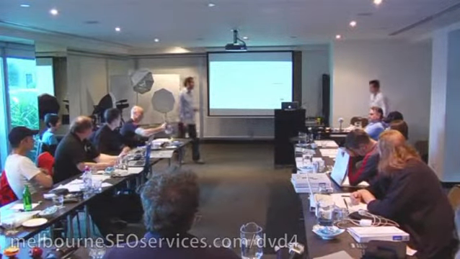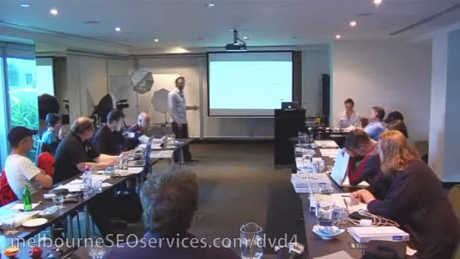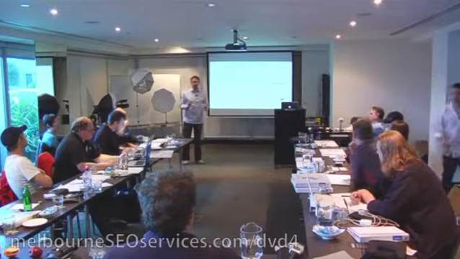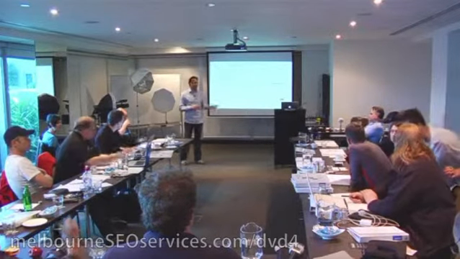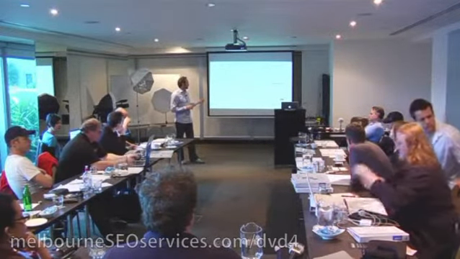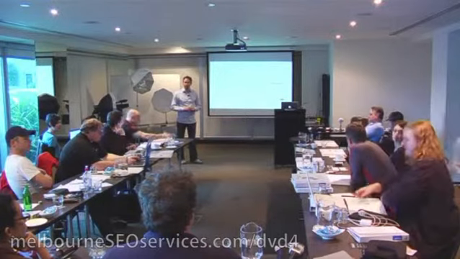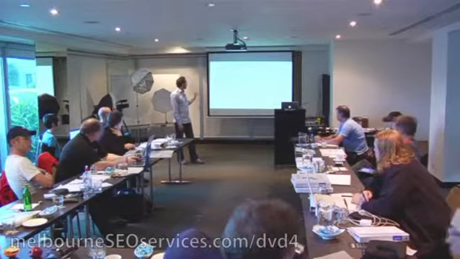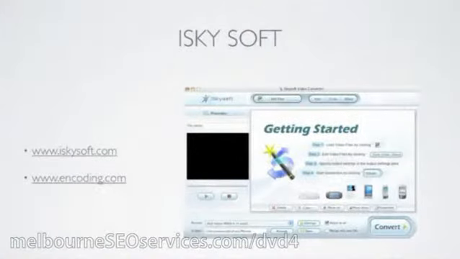Okie doke. So that's Visual Hub. So yeah, if you can get it, definitely use it. It's by far the best. I've tried lots of different types of encoding software, and I found Visual Hub's the best. It's the most consistent. Some of them, like I'm going to show you this one. Oh no. Well, we can talk about this one. iSky Soft.